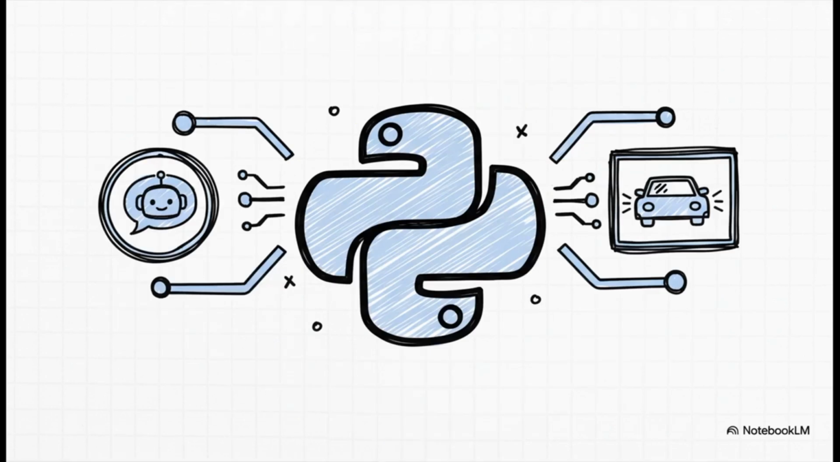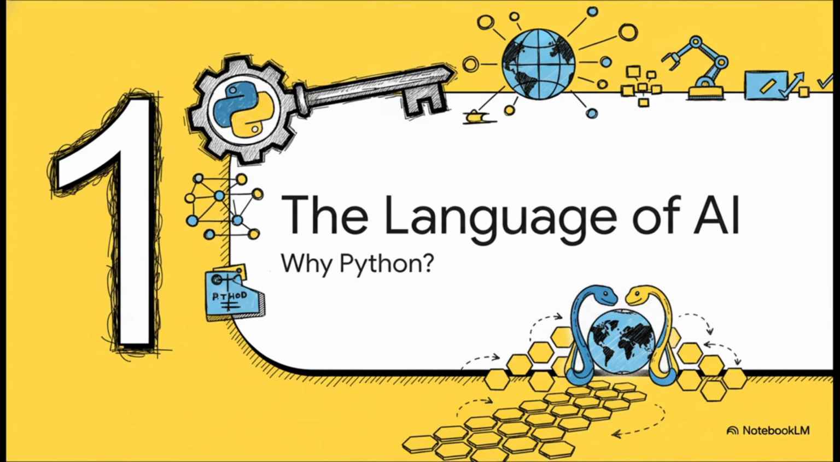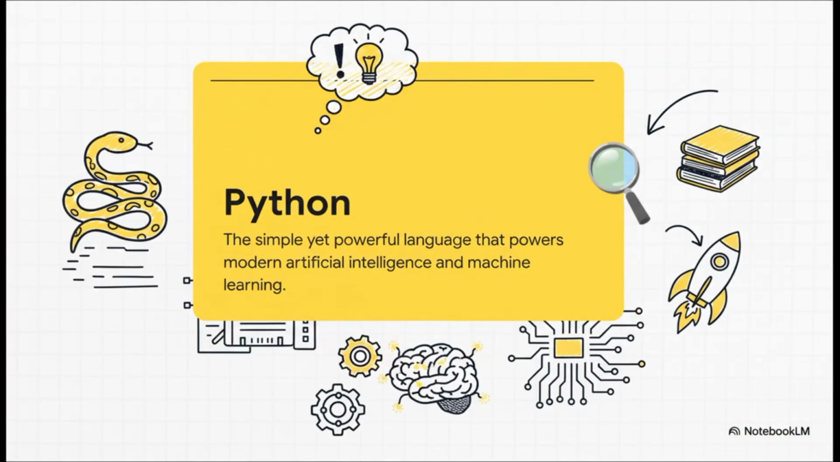So here's the secret, the thing that ties it all together. Pretty much every major AI you've heard of, right? Think ChatGPT. Think about the brains inside a self-driving car. They're all built on this one single foundation. It's a programming language called Python. And that brings us to our first stop. We need to dig into why this one language is basically the master key that unlocks the entire world of AI for you.